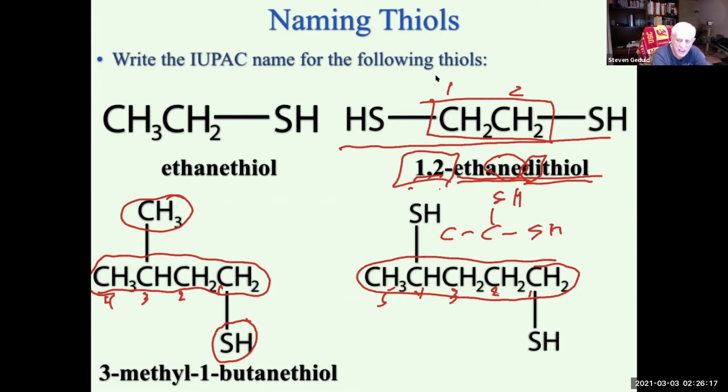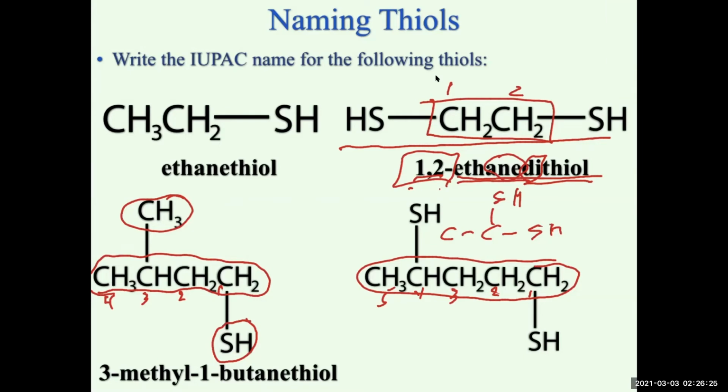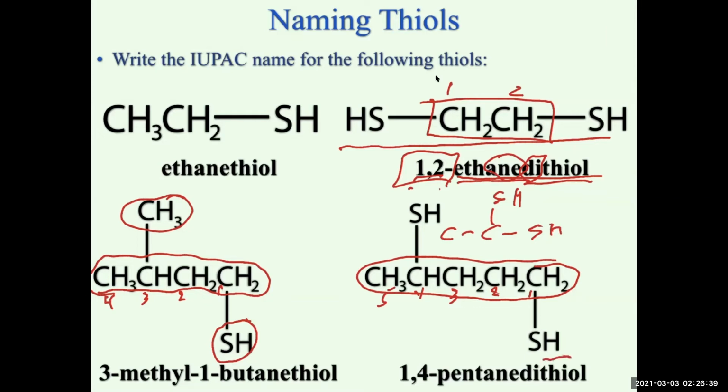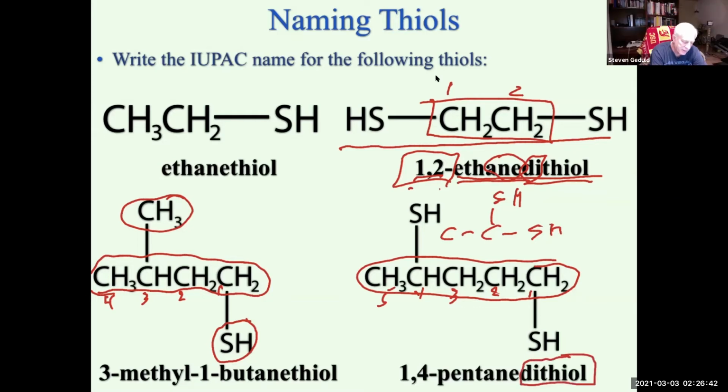So we have pentane, 5 carbons, all single bonds. And we have 2 SH groups, so 2 thiol groups. So it's 1,4-pentane dithiol. There are 2 thiol groups, and they are at numbers 1 and 4. It's pentane, your 5-carbon chain, A-N-E is all single bonds. So everything in the name has a purpose, has a reason, and it tells you exactly what the structure is. So don't get confused in naming thiols.